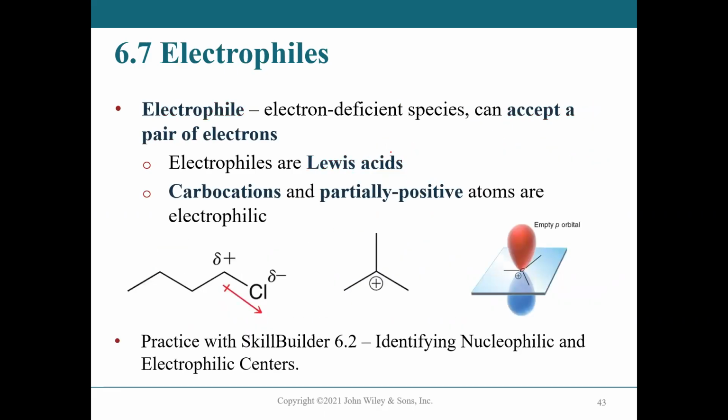So an electrophile is electron deficient. We talked about the definition of Lewis acid on the previous slide. Carbocations and partially positive atoms are electrophilic. I gave you that example here, coming in to attack there. So here's your nucleophile, I'll just call it nuke. Here's your electrophile, I'll call it elec. And your nucleophile is going to attack at that carbocation right there. And what type of orbital is this? This is a p orbital.